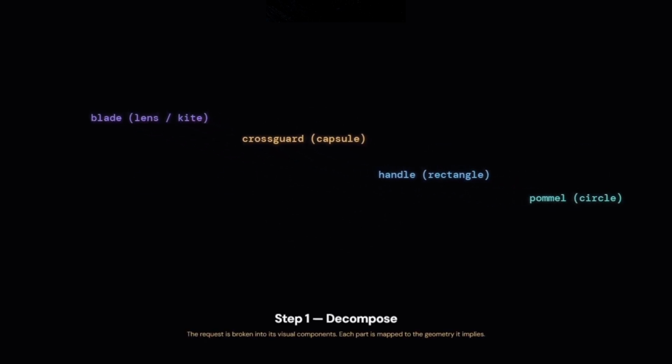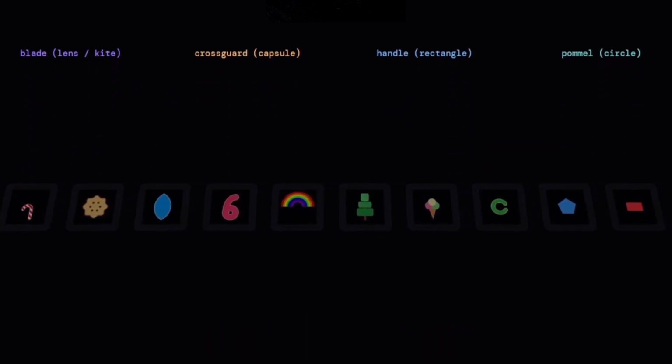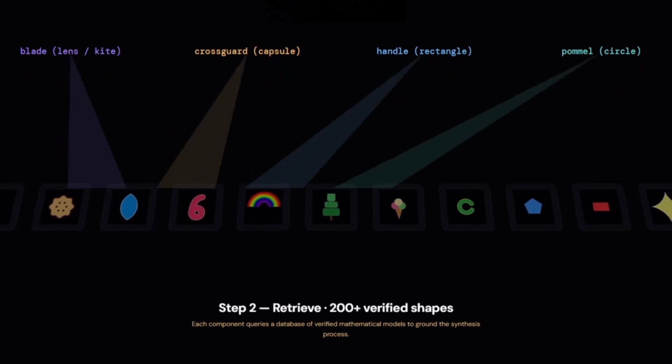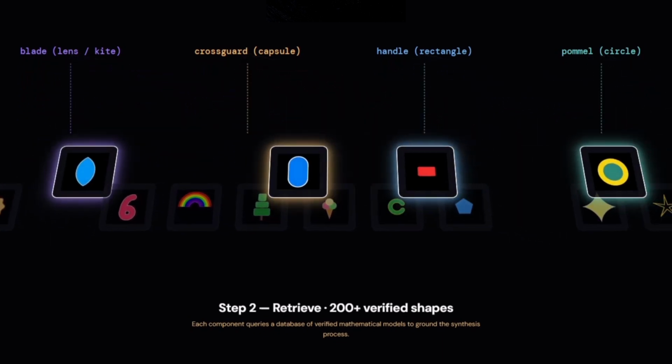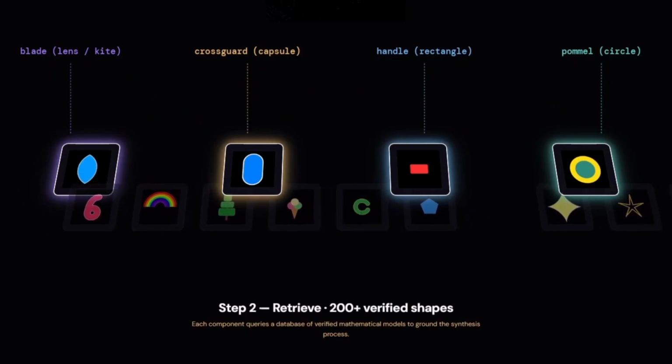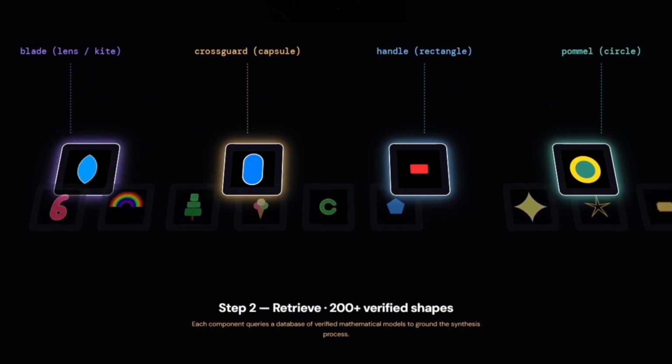One sentence enters. Here's what happens inside. The request is broken into its visual components. Each part is a retrievable unit, mapped to the geometry it implies. Each component searches a curated library of more than 200 verified SDF shapes, built and approved before the tool itself was finished. The closest matches are retrieved as structural examples, not invented from nothing.